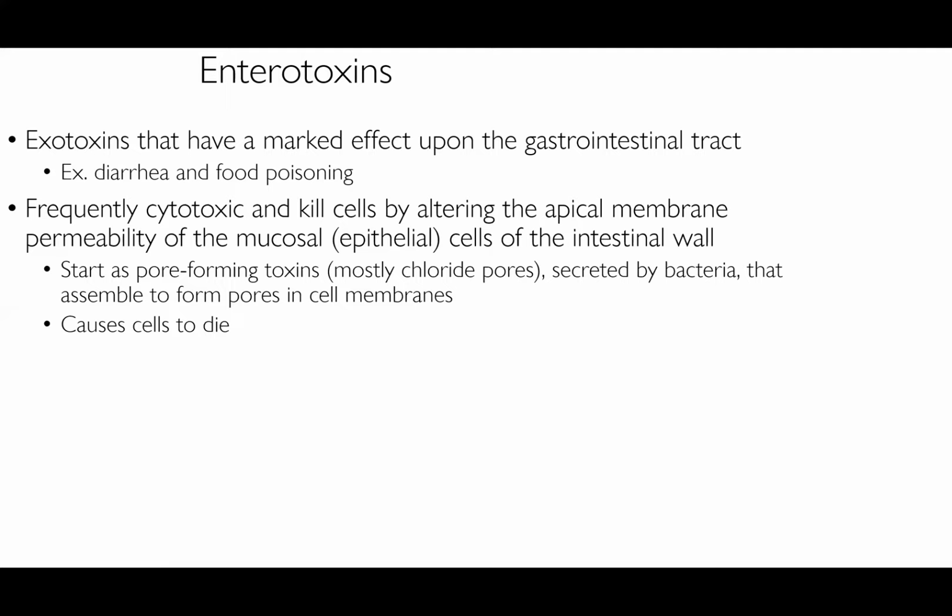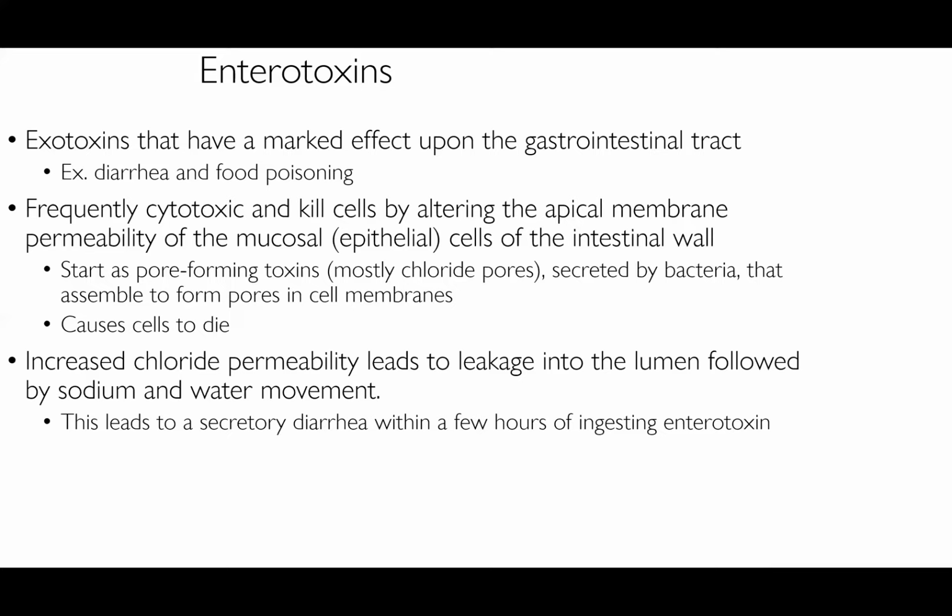They start as these pore-forming toxins that are secreted by the bacteria that assemble and form pores in the cell membranes, causing your cells to die. Remember, if your cells don't have an intact membrane, they can't maintain homeostasis, which will lead to their death. This also increases the chloride permeability, which leads to leakage into the lumen of your bowels, followed by sodium and water movement, which is where you get the diarrhea from after a few hours of ingesting one of these enterotoxins. These are pretty common in foodborne pathogens, including cholera, E. coli, as well as our friend here, Staph aureus.